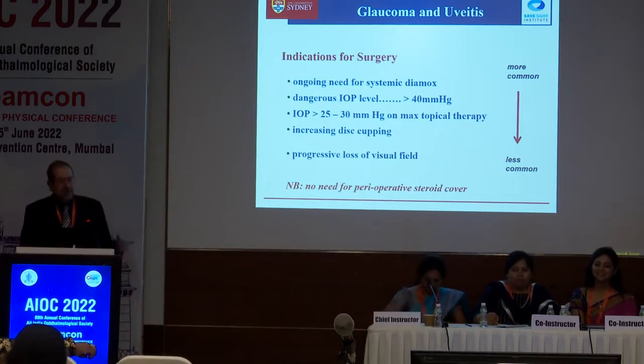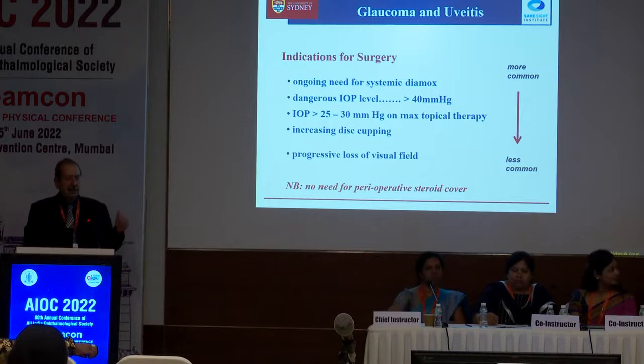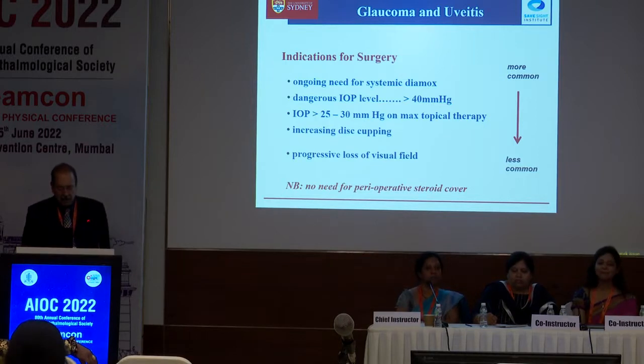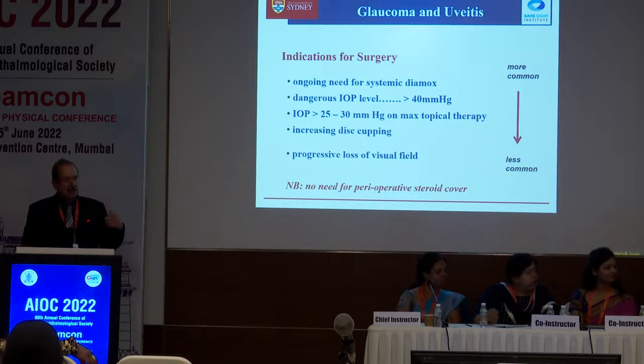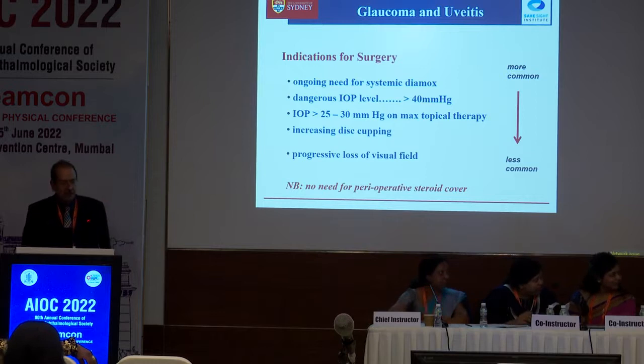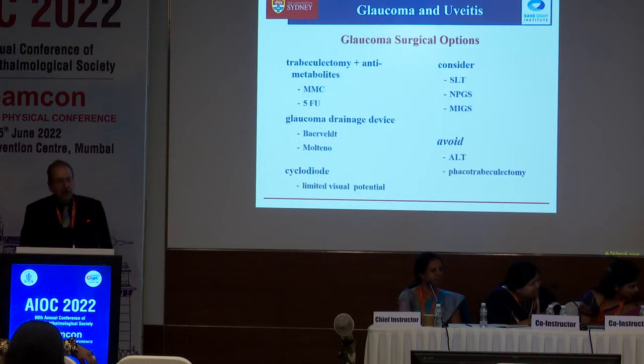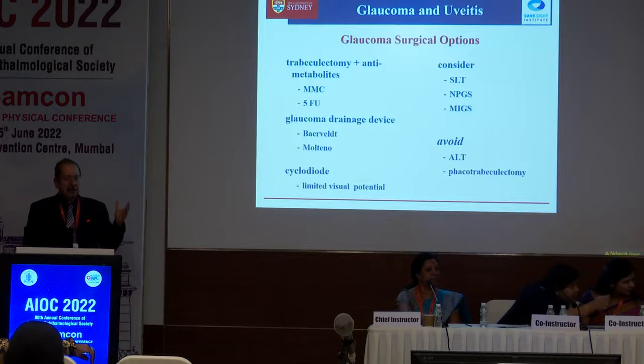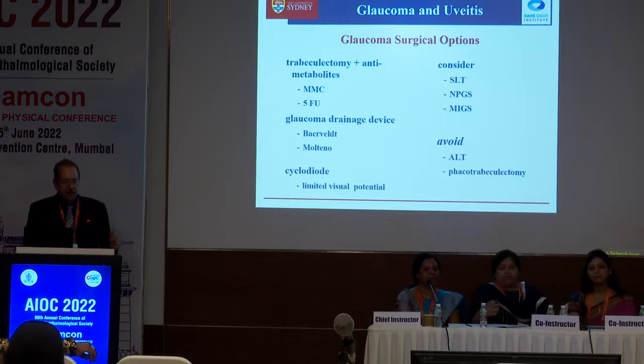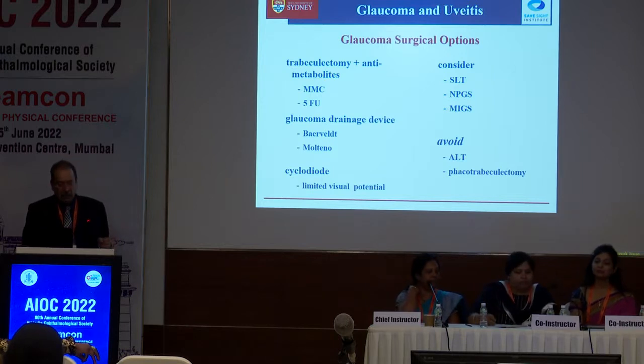So the indications for surgery are uncontrolled intraocular pressure despite maximal medical treatment, and very rarely increased cupping and visual field loss. But most often it's an alarming rise of intraocular pressure which is uncontrolled. What are our options? We've got trabeculectomy, we've got glaucoma drainage device surgery, and in eyes with very limited visual potential, perhaps cyclodiode. One can consider things like SLT and MIGS and non-penetrating glaucoma surgery, but certainly what needs to be avoided is ALT and phacotrabeculectomy.